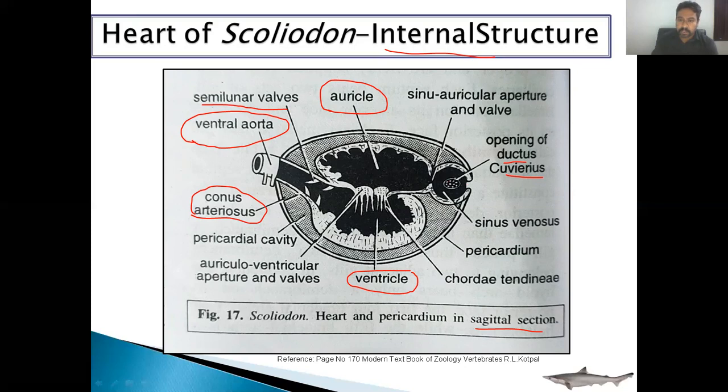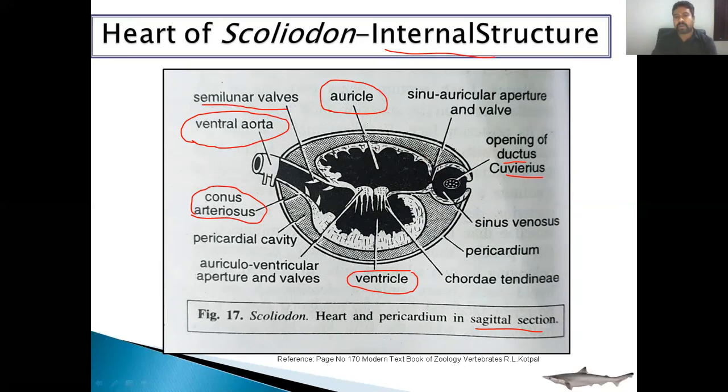The sinus venosus receives the venous blood from the hepatic sinuses as well as the ductus Cuvieri, and it is open to the auricle by an aperture. The name of that aperture is the sino-auricular aperture. It is guarded by a membranous pair of valves, which prevent the backflow of blood. And this auricle wall is thicker as compared to the sinus venosus. Then the auricle opens to the ventricle.